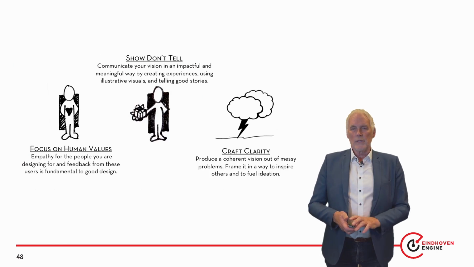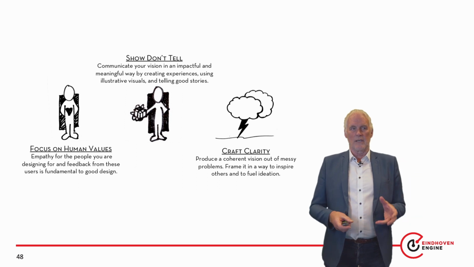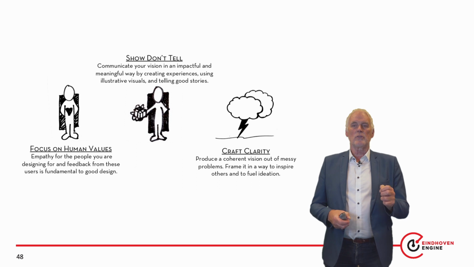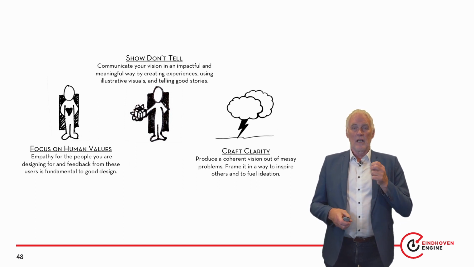What are the basic principles of design thinking? There are 6 basic principles of design thinking. First, show, don't tell. So make prototypes, show them to people, have them use them, learn from it, improve it, and show it again.